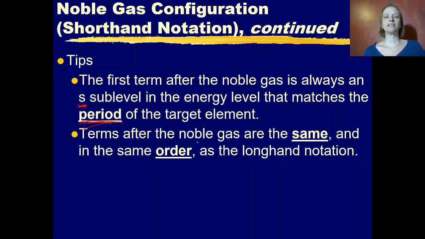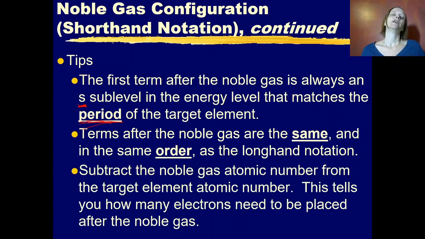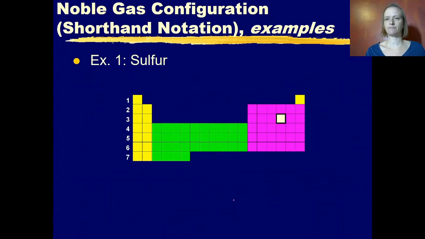The terms you write after the noble gas are the same and in the same order as the longhand notation. So that's what I showed you with selenium, that the ending for the electron configuration looks exactly the same. It's just the beginning that changes. We replace the starting terms with a noble gas. Another trick you can do, if you subtract the atomic number for the noble gas from the atomic number of your target element, that tells you how many electrons need to be placed after the noble gas. So that way you can make sure you haven't accidentally skipped any D or F electrons.